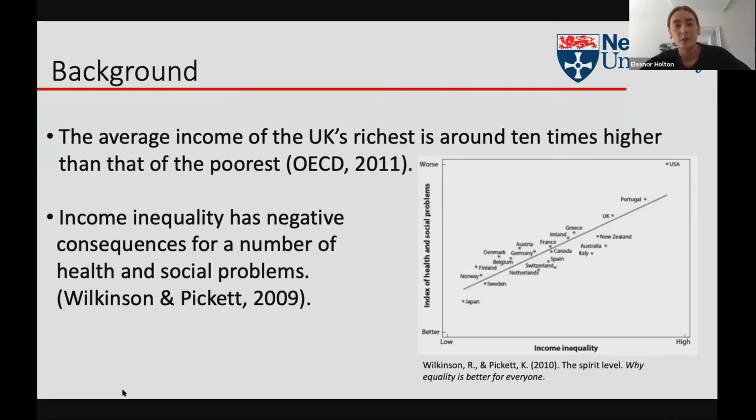The average income of the UK's richest is around 10 times higher than that of the poorest. This is a trend which is replicated across the world's industrialised societies, with income inequality continuing to rise. And this is important because income inequality has negative consequences for a number of health and social problems, including increased obesity rates, mental health problems, teenage pregnancy rate, educational outcomes, social cohesion, and the list goes on.